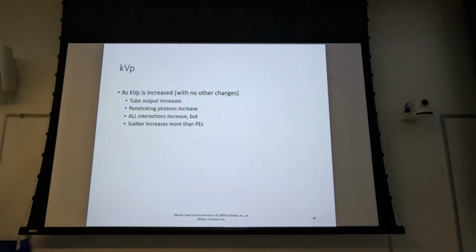Okay. So make sure that you read the question carefully and understand what it's asking. Generally speaking, when we're talking about KVP, as we increase KVP, we get an increase in penetration, and differential absorption decreases. So tube output increases, penetration increases, and all photons increase.